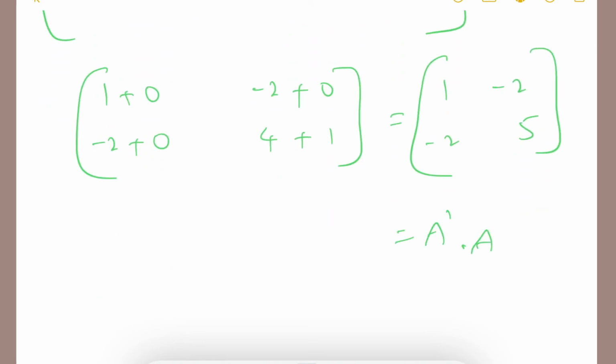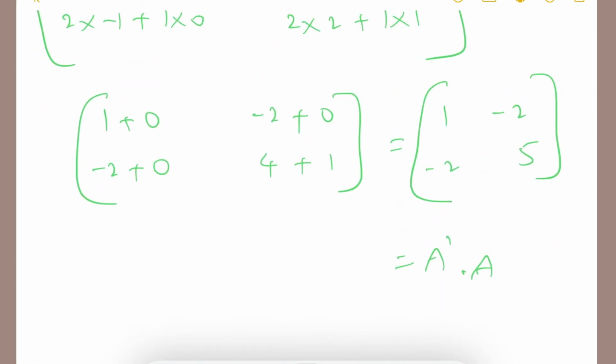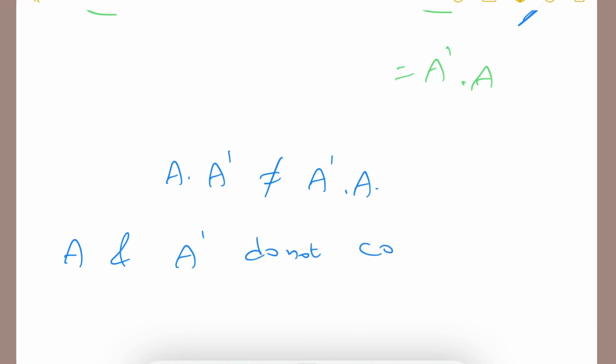Now let us compare the values of A into A transpose and A transpose into A. Here A into A transpose we got as 5 2 2 1. That is completely different from this answer. So A into A transpose is not equal to A transpose into A. So if these two are not equal, then A and A transpose do not commute with respect to multiplication of matrices.